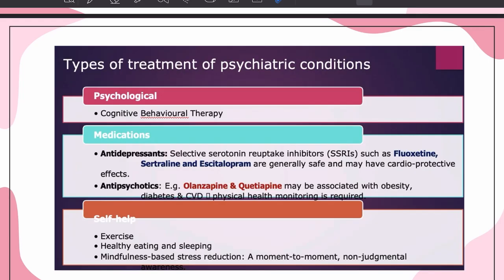Antipsychotics are the opposite. They're not cardioprotective, they are harmful. So we usually don't give them to a patient that has cardiovascular problems and so on. So if you see these drugs, they're not safe. If you see these drugs, they're safe. And that's pretty much the most important part of the lecture.